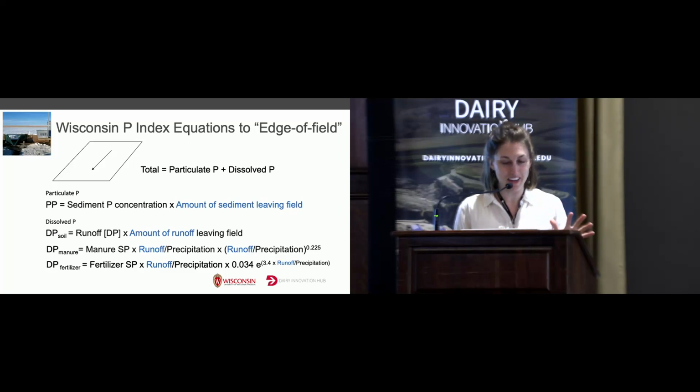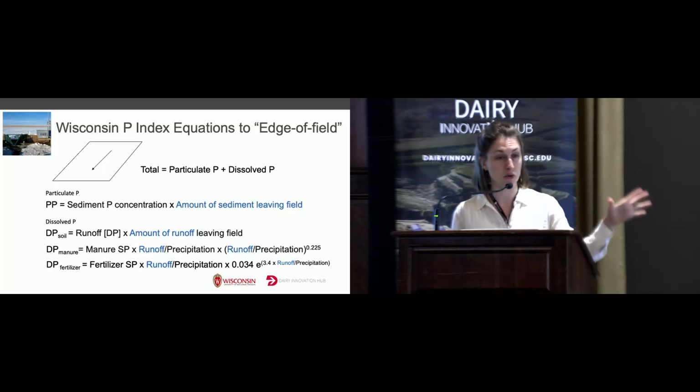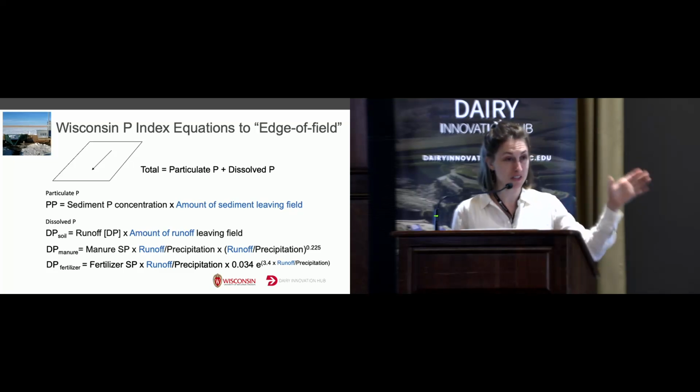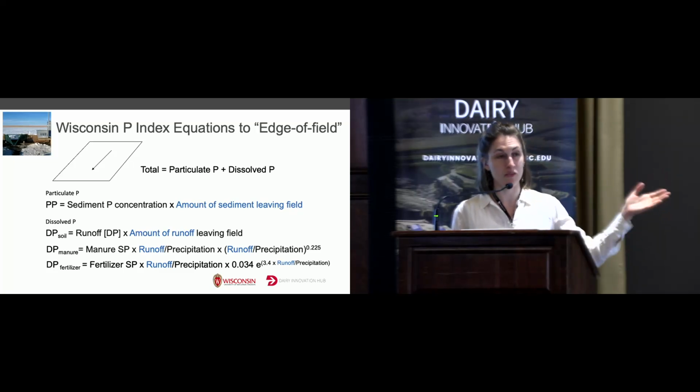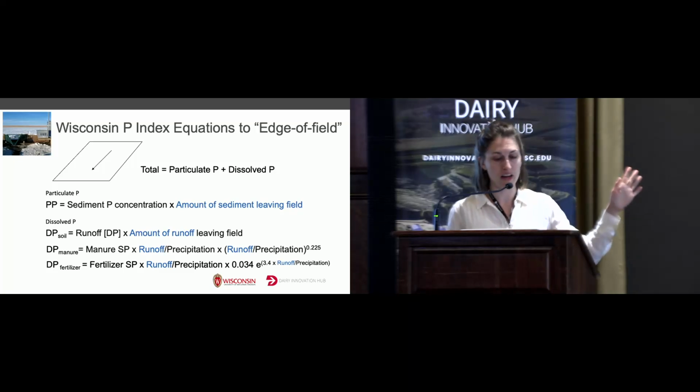At a very high level, when we look at how this model is structured, some of the different components, again, we're breaking phosphorus into the particulate and the dissolved form. And the general form of these equations that I'm showing up here are that we have a transport component, which is in blue, and then we have a concentration component, which is in black. So we're trying to get at this idea of how much particulate and dissolved phosphorus is getting to the edge of the field, and we'll leave the delivery part out of this conversation for now.